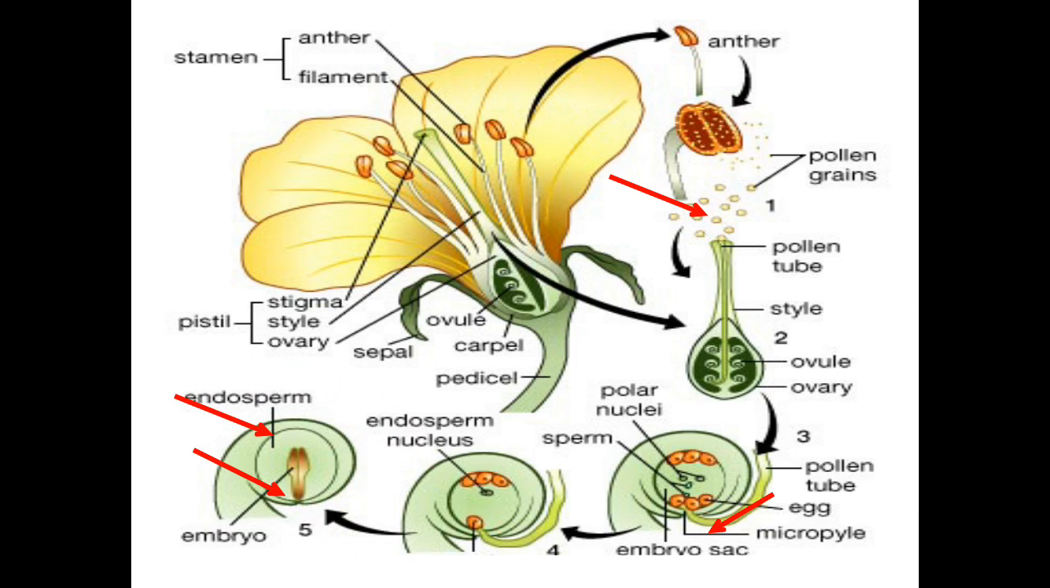So this is the process of how fertilization occurs in plants after pollination, and this is the precondition. Fertilization is the precondition for fruit formation. Without fertilization, fruit formation in plants is not possible.